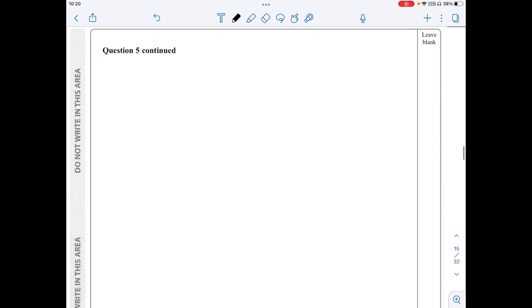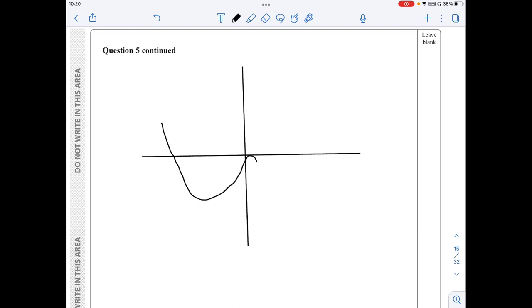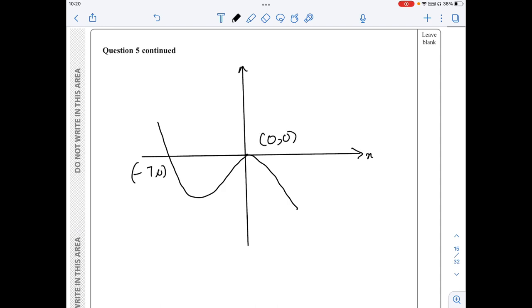So what am I going to do? I'm going to draw a graph with the same orientation, same direction, but shifted 2 units to the left. So it passes through this point, minus 7 comma 0, and 0 comma 0. Draw x and y and the origin.